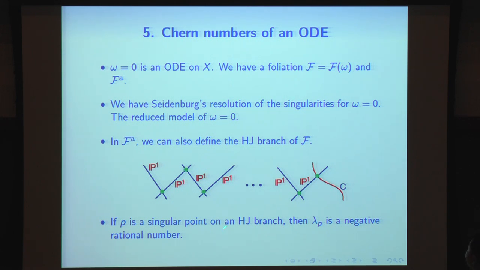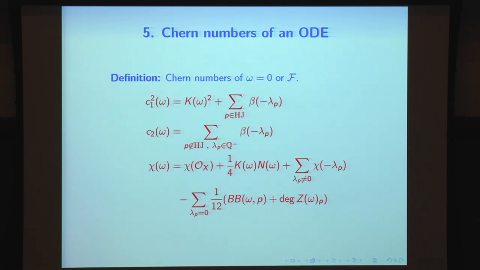So if P is a singular point on this Hilbert-Young branch, then lambda P is a negative rational number. This is similar to the fibration case. Then we can define the Chern numbers of the ODE. So this is quite similar to our new formulas. This is the relative Chern numbers of the ODE.